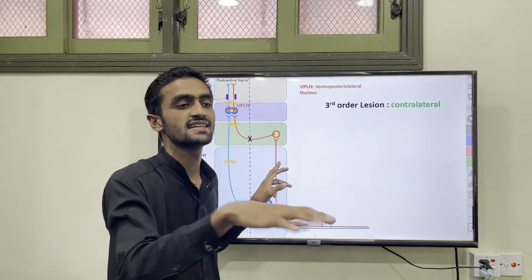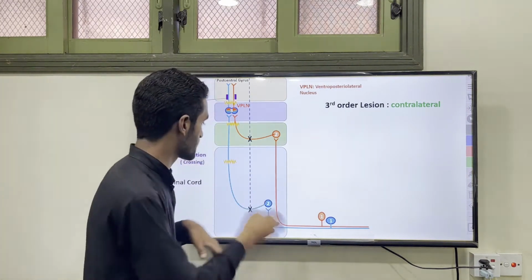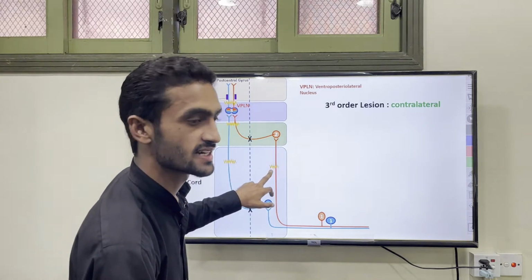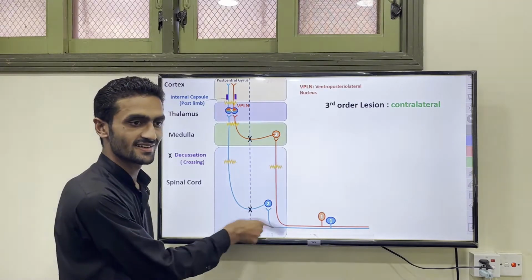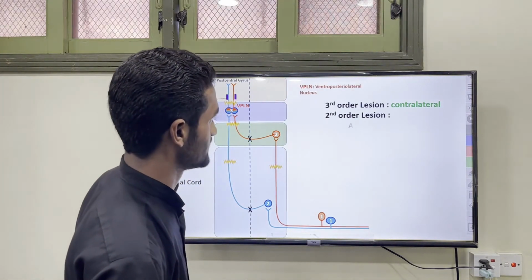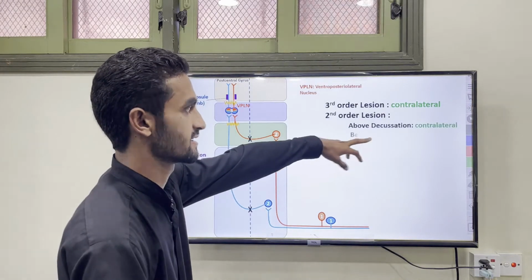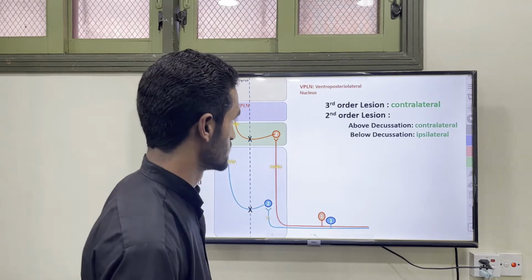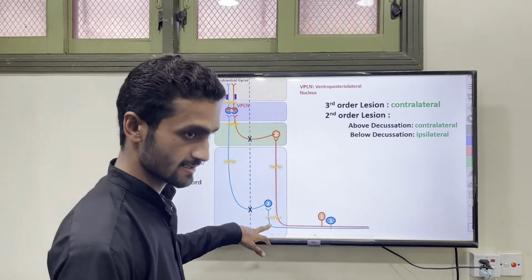With any level of injury in the spinal cord, for example an injury right here, the loss will be on the ipsilateral side for this tract and on the contralateral side for the other tract. So above the decussation, contralateral. Below the decussation, ipsilateral. Now look at this neuron.